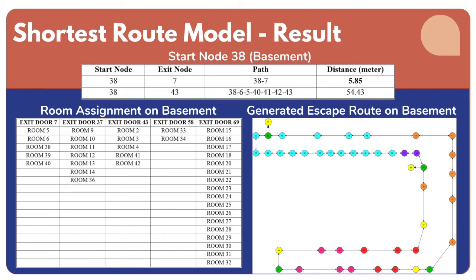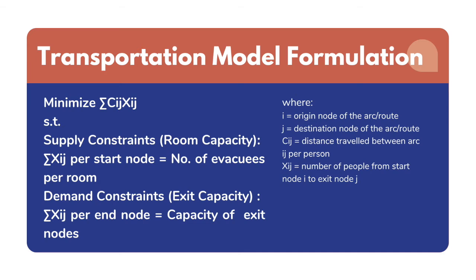Note that attached also in the appendix is the summary of results of all the rooms obtained from the shortest route model and the generated escape route for the second, third, and fourth floor. As we have already shown you the assignment of the rooms to the exit nodes based on the shortest route that they could travel, we will now present the transportation model that we have formulated, where we could get an optimal solution considering not only the distance of the rooms to the exit nodes, but also the number of occupants or evacuees per room and the capacity of the exit stairs and exit doors.